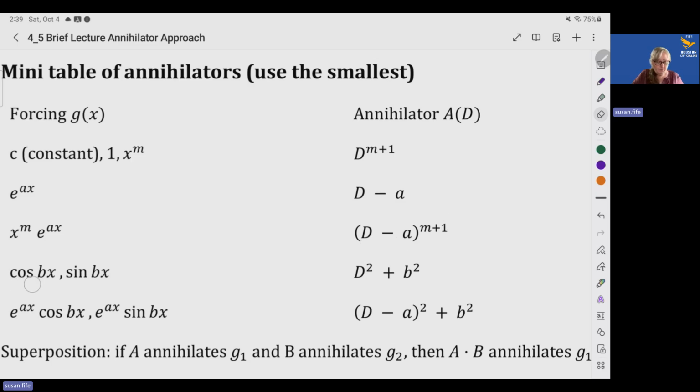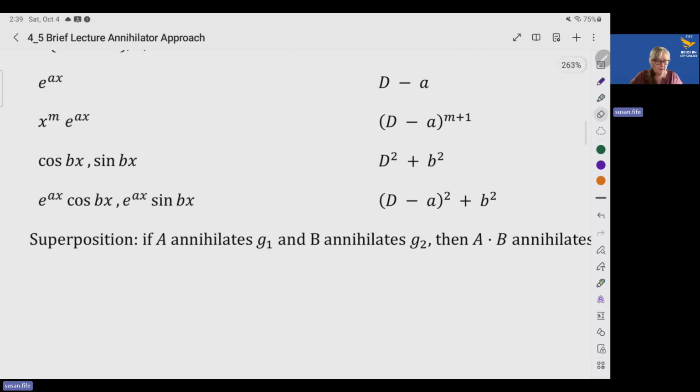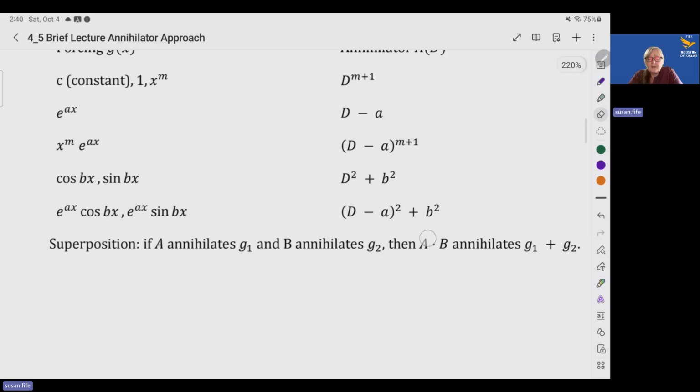If we just have a simple cosine or sine, those can be annihilated by D squared plus b squared, where b is the argument of that cosine or sine, bx. And if you have a combination of exponential and sine or cosine, e to the ax cosine bx or e to the ax sine bx, you would use D minus a squared plus b squared to annihilate it. So the superposition approach says if A annihilates g1 and B annihilates g2, then A times B annihilates g1 plus g2.